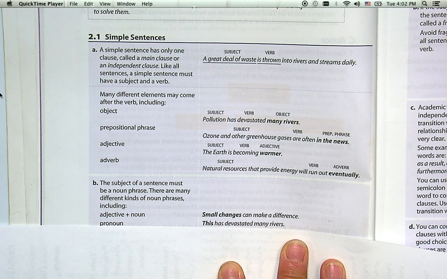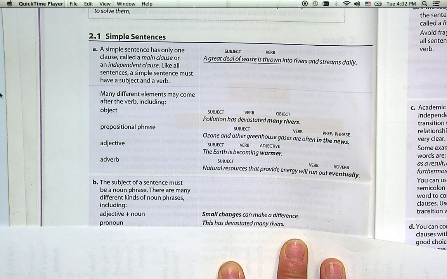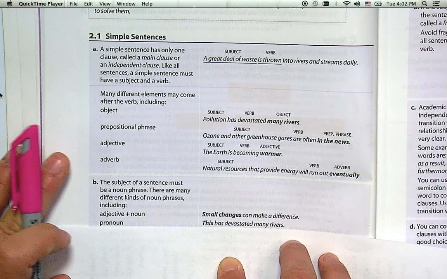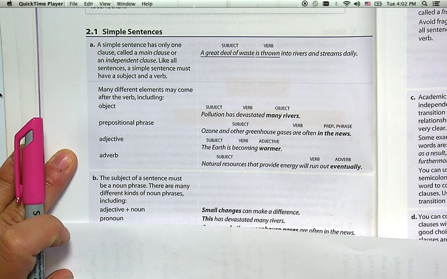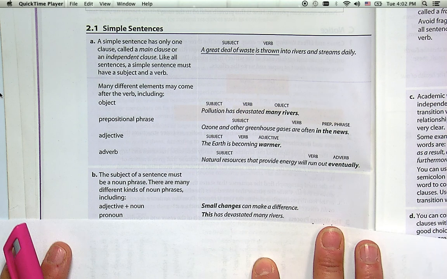You could have a pronoun that takes the place of a noun, so "this." In this case, you can't just walk into a room and say, "This has devastated rivers." Everyone will say, what? But "this" is referring to something that you have already mentioned. So if you've already mentioned a situation, we don't usually use the word "that." We usually use the word "this" when we are referring to a situation that we have already mentioned.